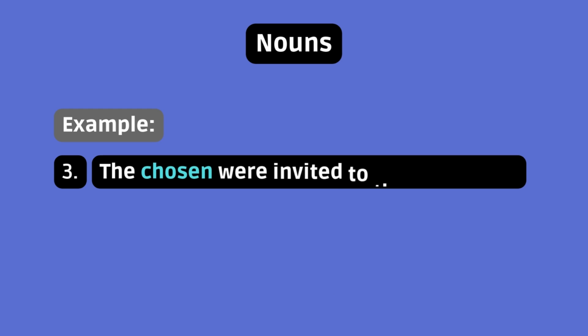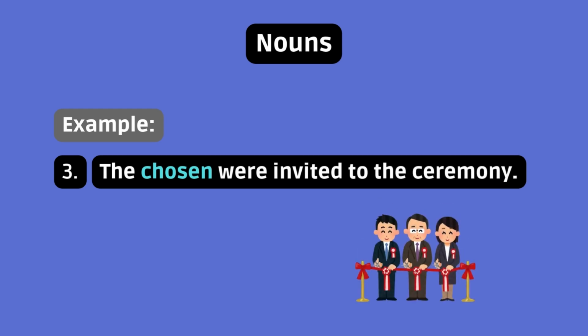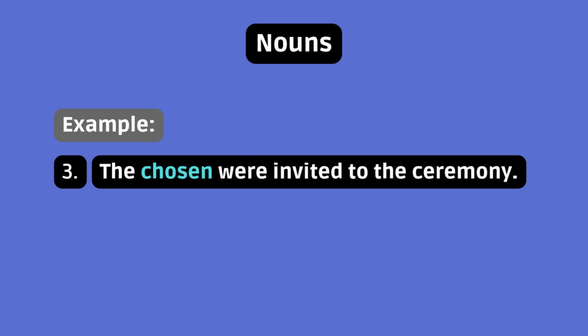The chosen were invited to the ceremony. Chosen acts as a noun, meaning the people who were selected. Keep in mind that by adding ones, we would be dealing with a past participle as an adjective. The chosen ones were invited to the ceremony, because chosen would be modifying ones.